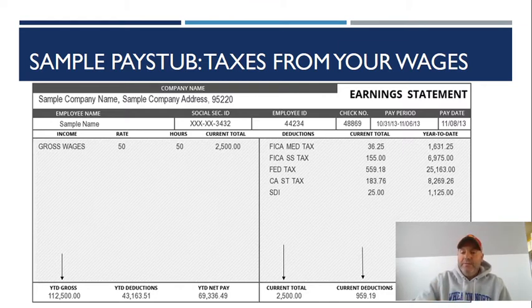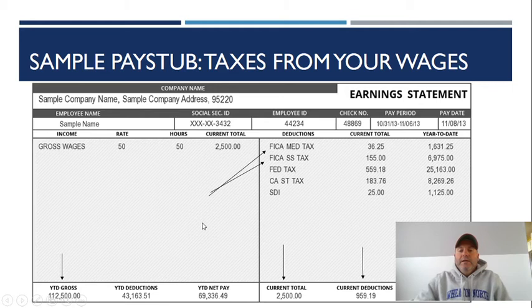And so the net pay for this pay period: this individual's gross income for the pay period was $2,500. After over $959 worth of deductions, their net pay is $1,540.81. That's how much money their check was for this one pay period. For the year to date, they've made almost $70,000 in take-home pay after all the deductions, or in their net pay. A couple other things that you should look at.